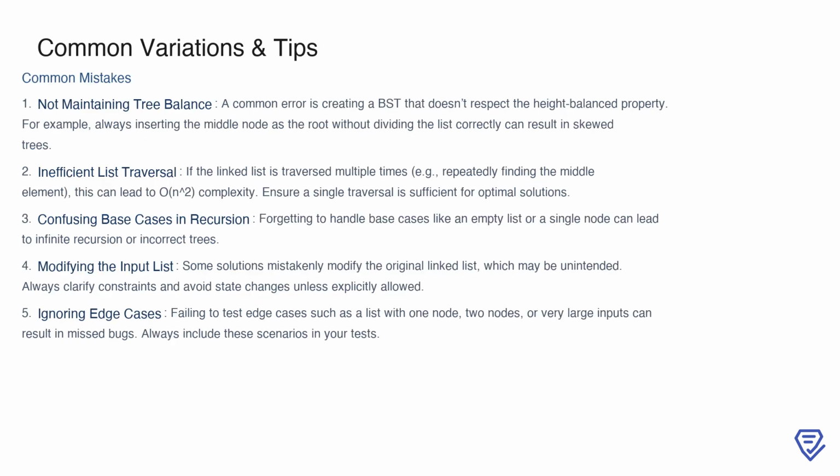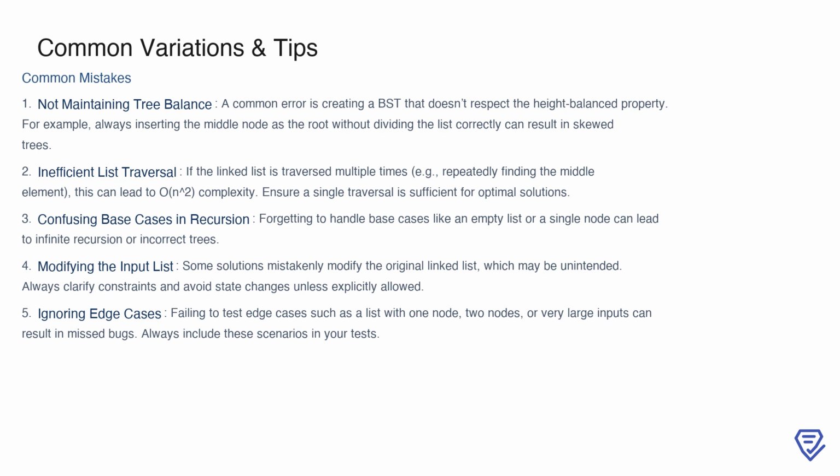One of the most common mistakes when solving this problem is failing to maintain the balance of the binary search tree. Remember, the goal is to create a height-balanced tree, where the depth of the two subtrees of any node never differs by more than 1. If you always insert the middle node as the root without carefully dividing the list, you may inadvertently create a skewed tree, which defeats the purpose of the balance requirement.